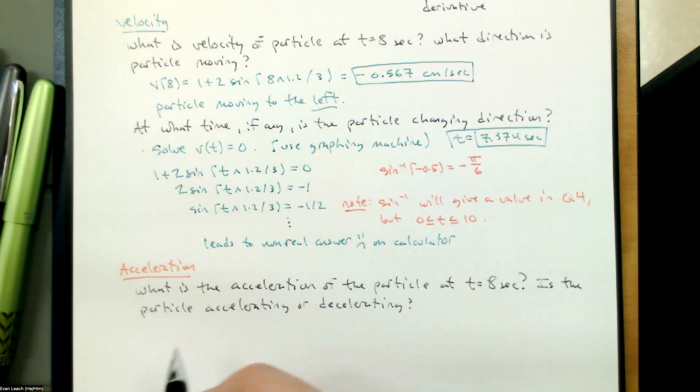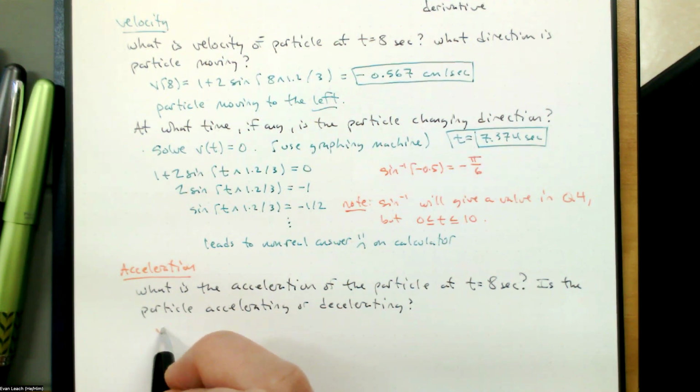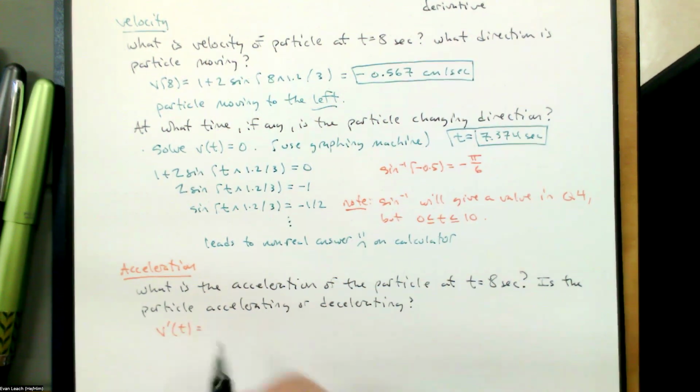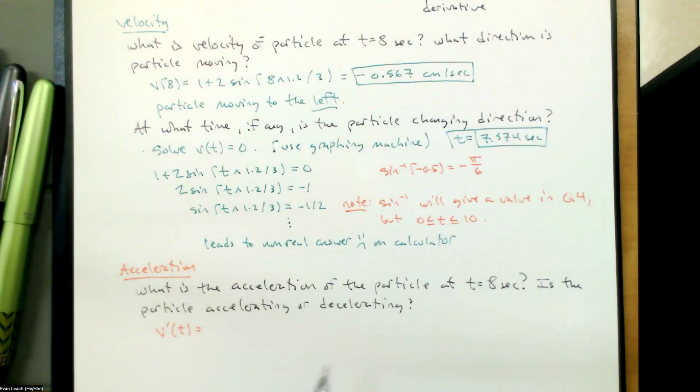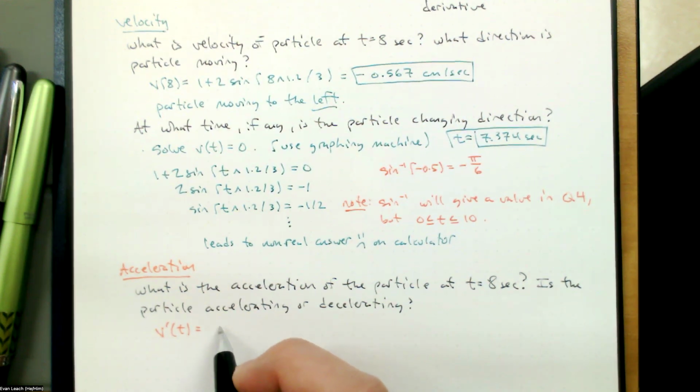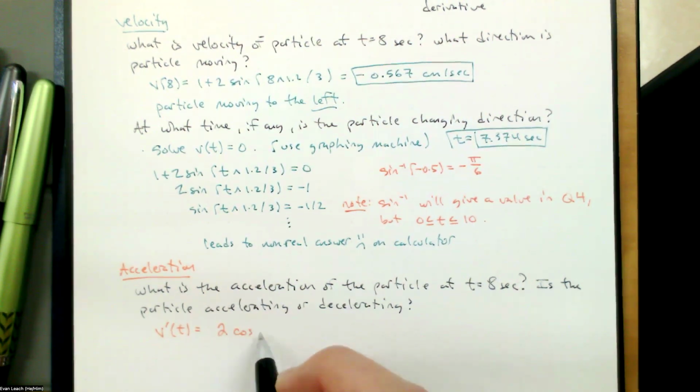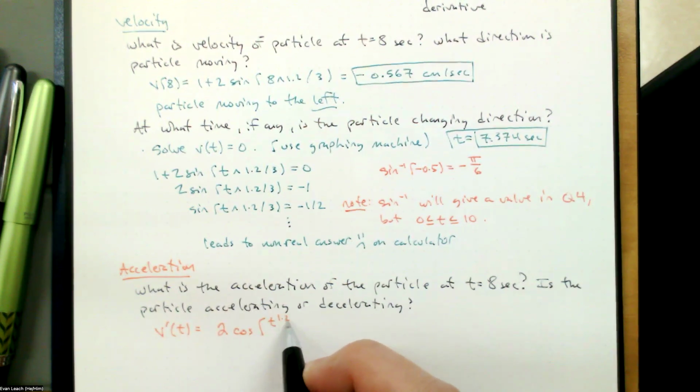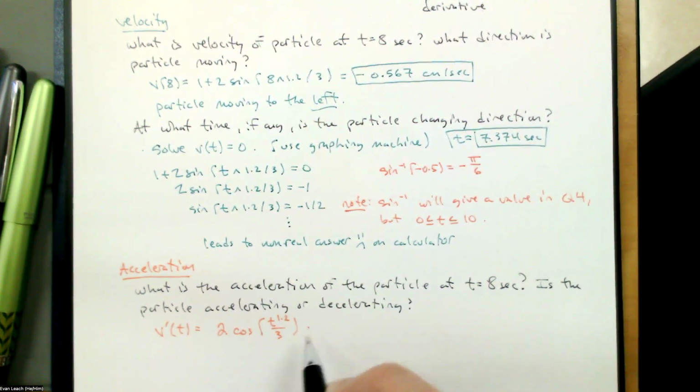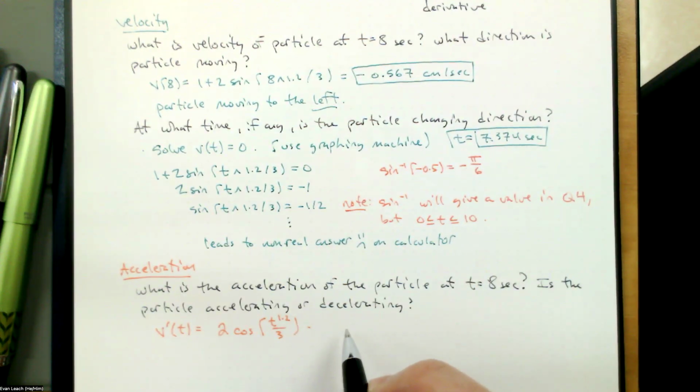Here we would want to know the derivative of the function. So v prime, the derivative of 1 is 0. The derivative of 2 times the sine of something is 2 times the cosine of that thing times the derivative of that thing.